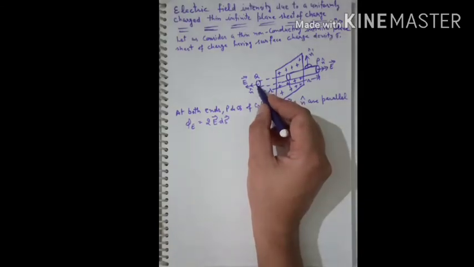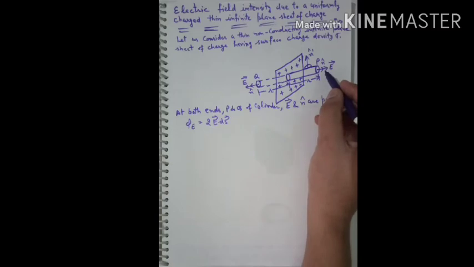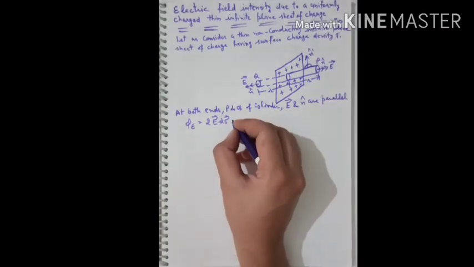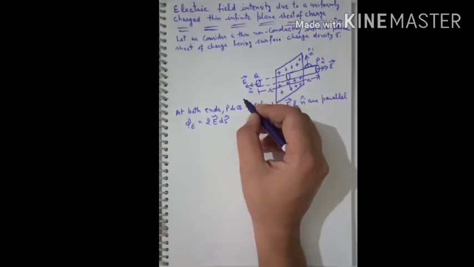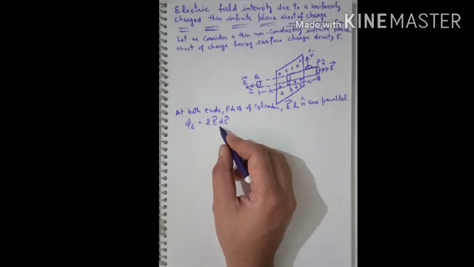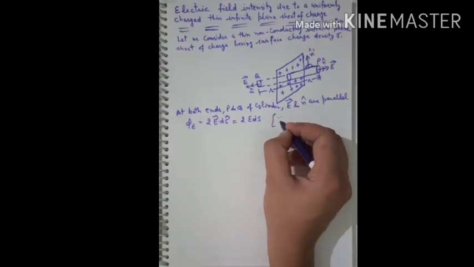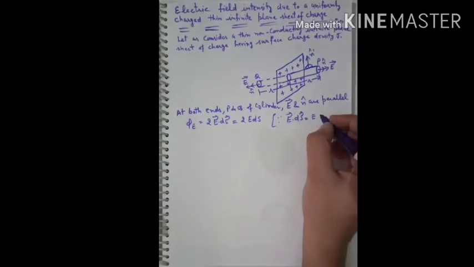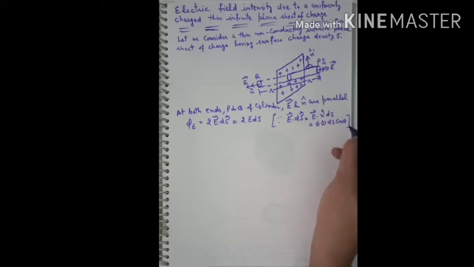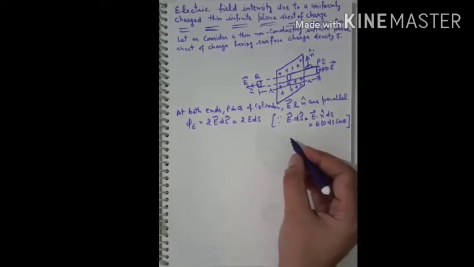One is from Q and one is from P, and adding these two, it is equal to 2 E ds, because at point P it is E dot ds plus at point Q it is E dot ds. So total flux at P and Q is 2 E ds, because E dot ds is equal to the magnitude of E times ds cos theta. In this case, theta is equal to 0 degrees.